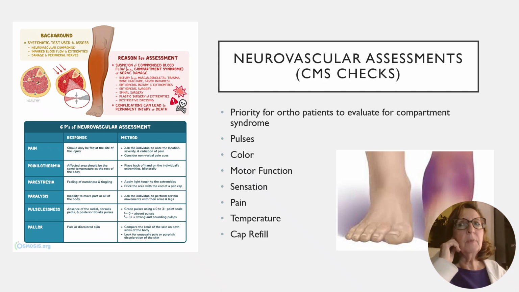Anytime there's any kind of an injury, and we suspect maybe a neurovascular or musculoskeletal problem, we're going to be checking for certain things. So you're going to do what's called a CMS check. When you're doing a neurovascular assessment, you're doing CMS checks, and that stands for circulation, motor, and sensory checks.